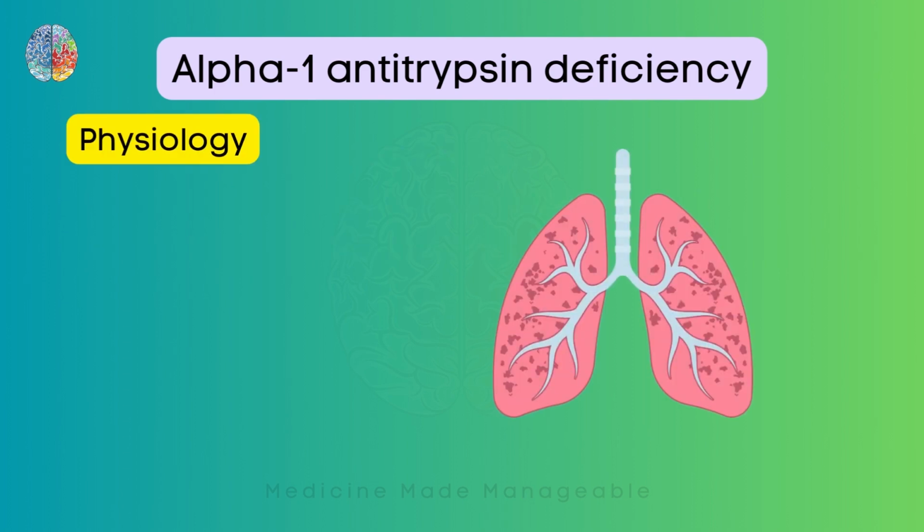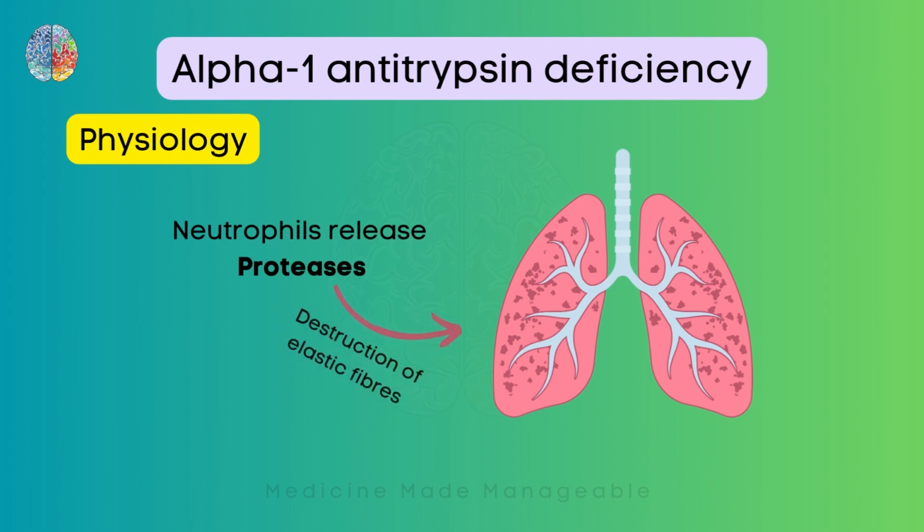So here we have the lungs, and whenever there is any kind of inflammation, the neutrophils release proteases. These proteases destroy the bacteria or other pathogens, but at the same time, they are also responsible for the destruction of elastic fibers in the lung. These elastic fibers are responsible for the elasticity of the lung. So if these fibers are not there or they are reduced, then the lungs will lose their ability to recoil when the lung is inflated.